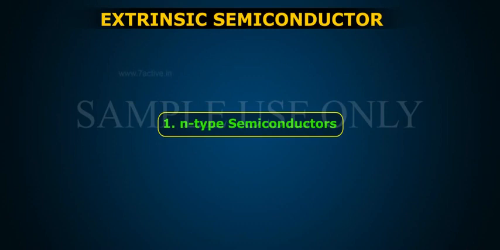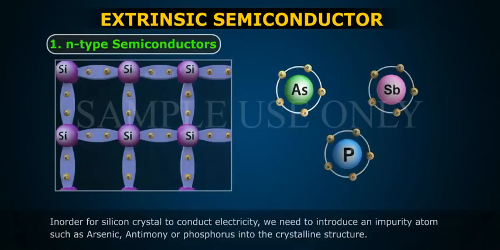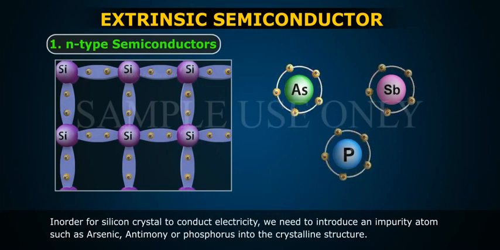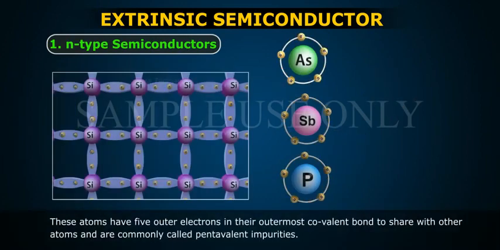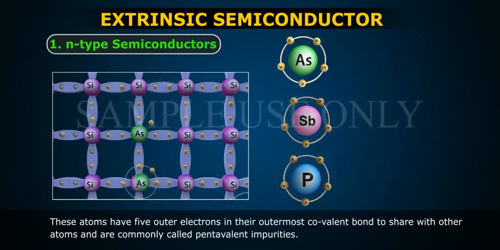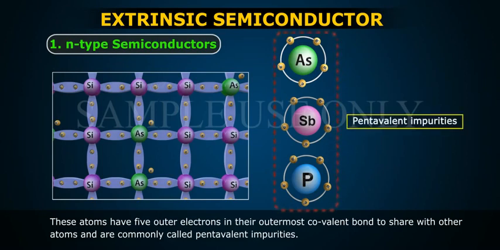N-type semiconductors. In order for silicon crystal to conduct electricity, we need to introduce an impurity atom such as arsenic, antimony, or phosphorus into the crystalline structure. These atoms have 5 outer electrons in their outermost covalent bond to share with other atoms and are commonly called pentavalent impurities.